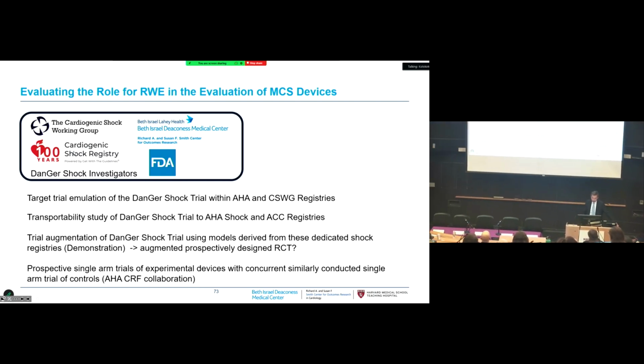It was really interesting to hear your talk, Lorenzo, because so much of the work that you're doing to validate approaches is work that we're interested in at the Smith Center for a whole assortment of questions in the cardiovascular space. So we're collaborating with the DANGER shock investigators, working with them, their data sets. We're collaborating with the AHA Shock Registry and the Shock Working Group and with the FDA to do a few different things. One is we want to see if we can emulate the DANGER shock trial within the cardiogenic shock working group registries and the AHA shock registry.